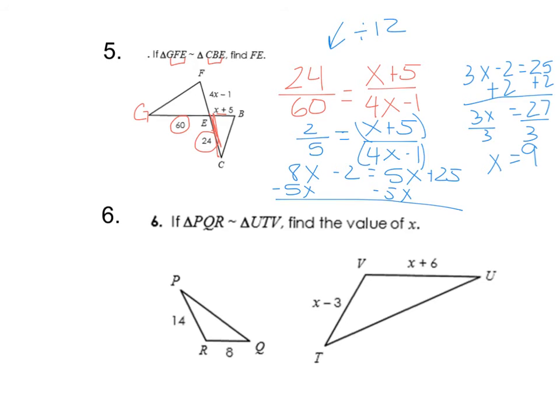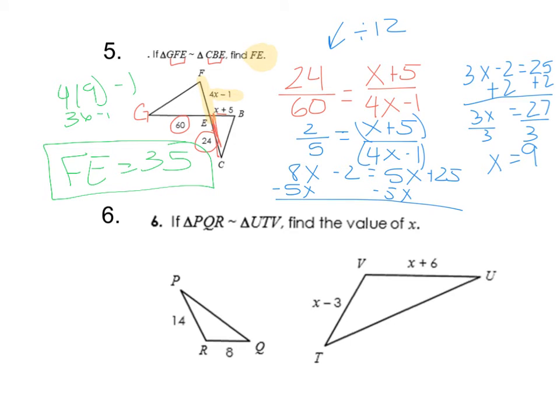But let's go back. What is the question actually asking? The question wants FE. So FE is this. So we need to plug 9 into 4x minus 1. So I'm going to switch to green. FE equals 4 times 9 minus 1. 36 minus 1 is 35. And that is your final answer.